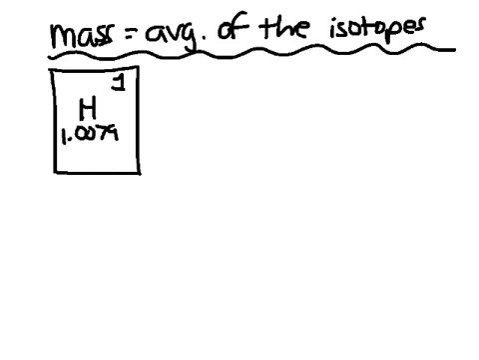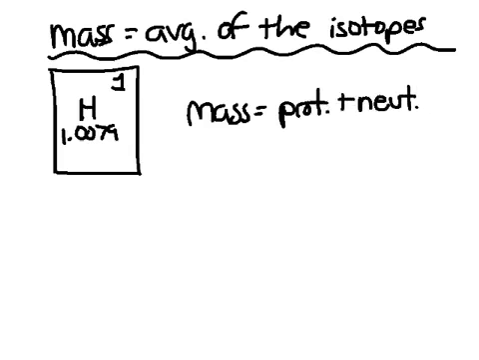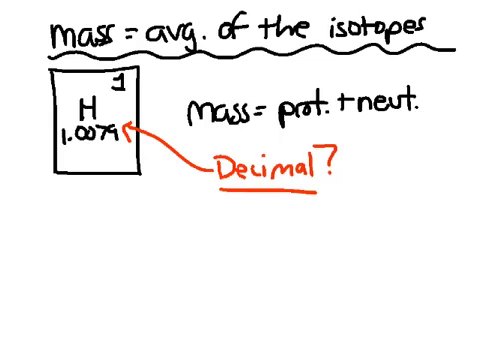1.0079 or 1.008. Why is it, if the mass equals protons plus neutrons, and you don't have half a proton or a third of a neutron, why is this a decimal? Okay, why in the world is this a decimal? How could that possibly be?